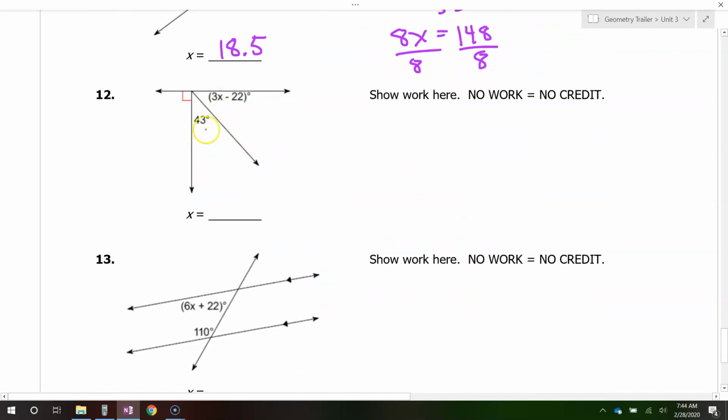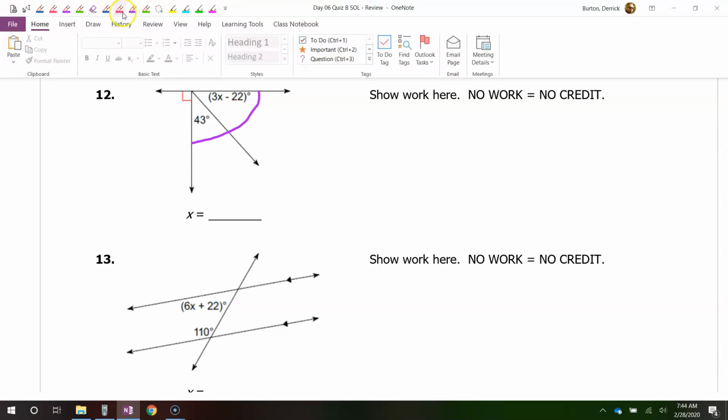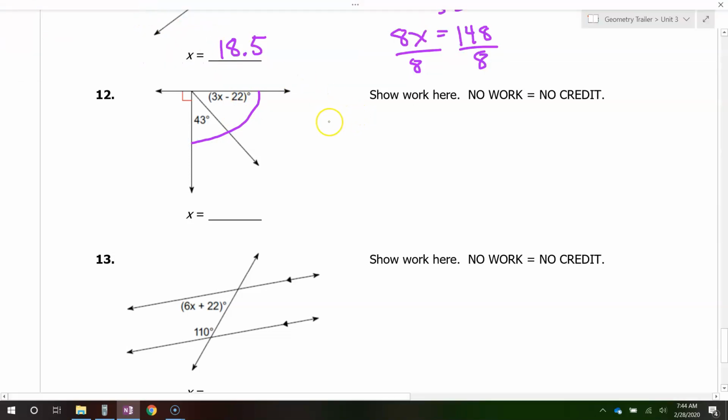Okay, these are clearly complementary. They are nestled inside of a 90-degree angle. You see the angle next door is 90 degrees, so that means this angle right here is 90 degrees. So let's make sure that they add up to 90. So we will go 3x minus 22 plus 43 has to equal 90.